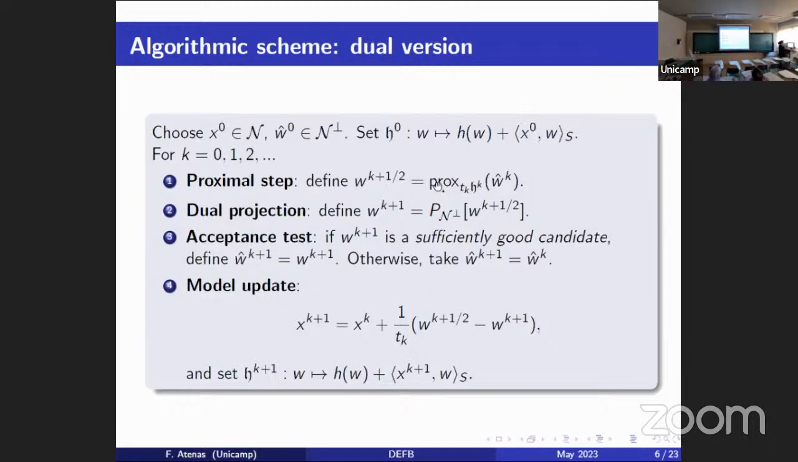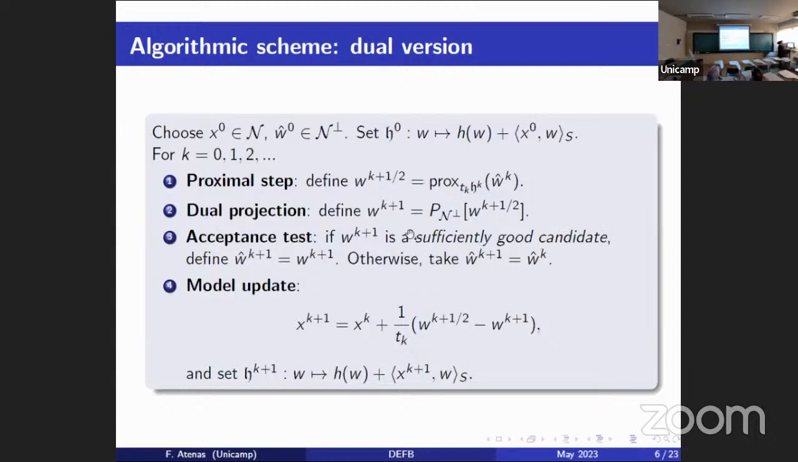The first step is to apply the prox to that model, but centered at a point that we have, which may or may not be the previous iterate. These centers are our best candidates so far for our solution. So we make a proximal step here and obtain an intermediate step, and then we project that intermediate step onto the dual feasible set, the orthogonal. And then we test the quality of these candidates. Here is the acceptance test, which I will explain in two slides.